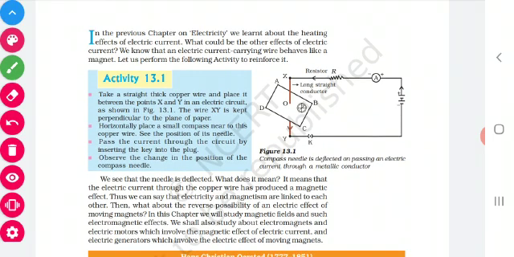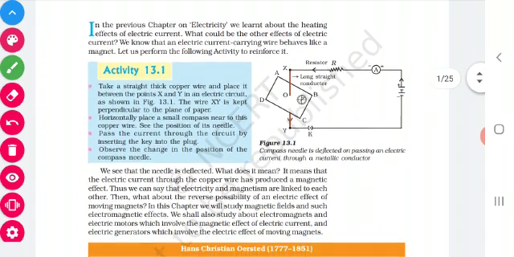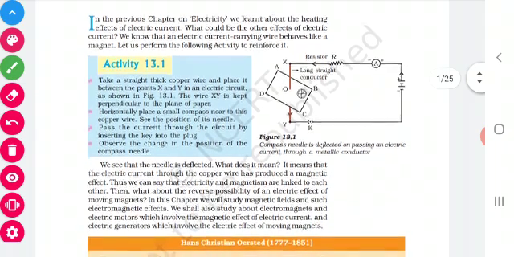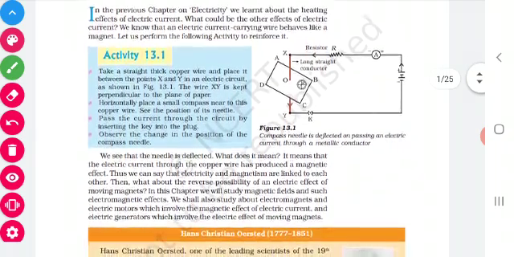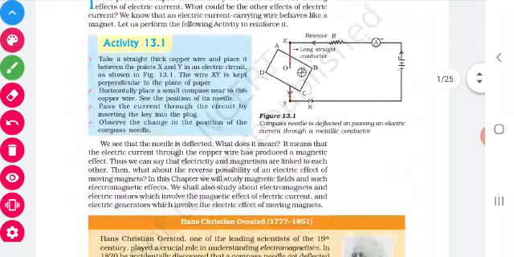What happens is there is a change in the position of the compass needle. What does it mean? The compass needle gets deflected. Why does the compass needle get deflected? As the current is passing through the circuit, the current causes some magnetic effect. That's why the magnetic needle gets deflected.